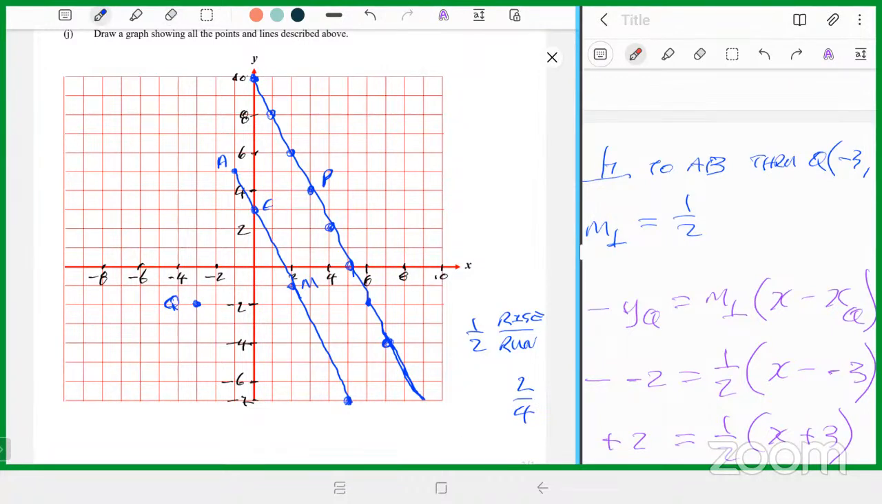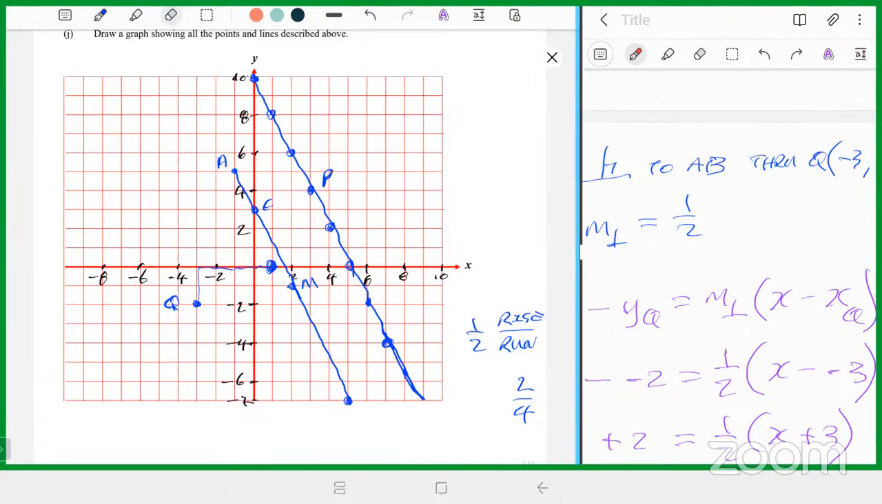So instead of using rise 1, run 2, we're going to use rise 2, run 4 to get other points. All right. We don't have too many points on the diagram. So starting from here, we're going to rise 2, run 4. 1, 2, 3, 4. That's going to take us to this point.